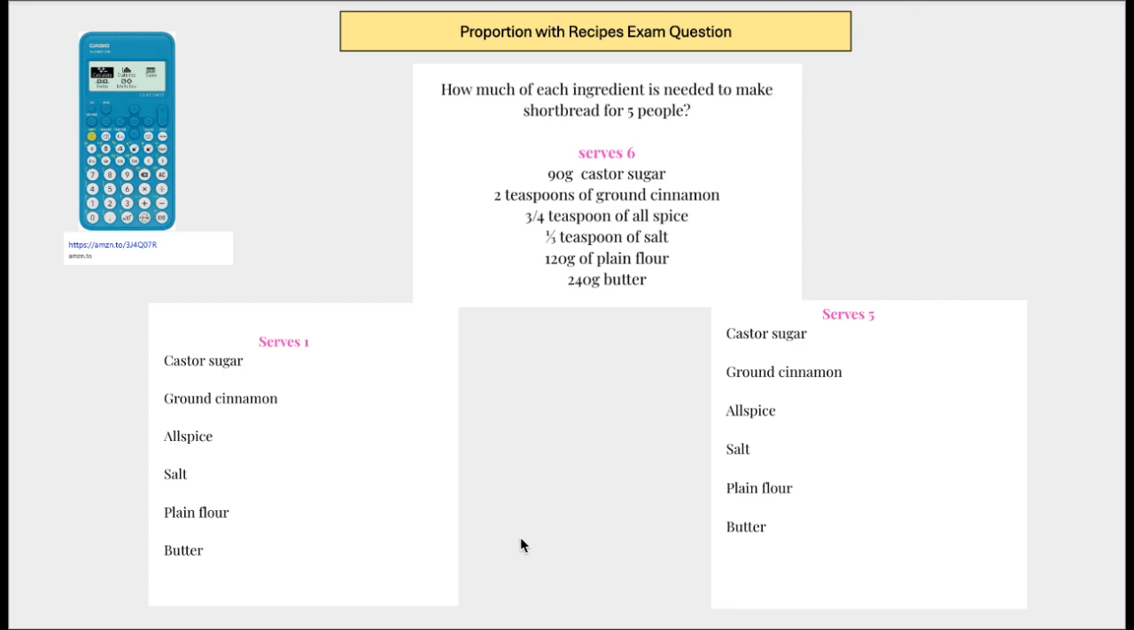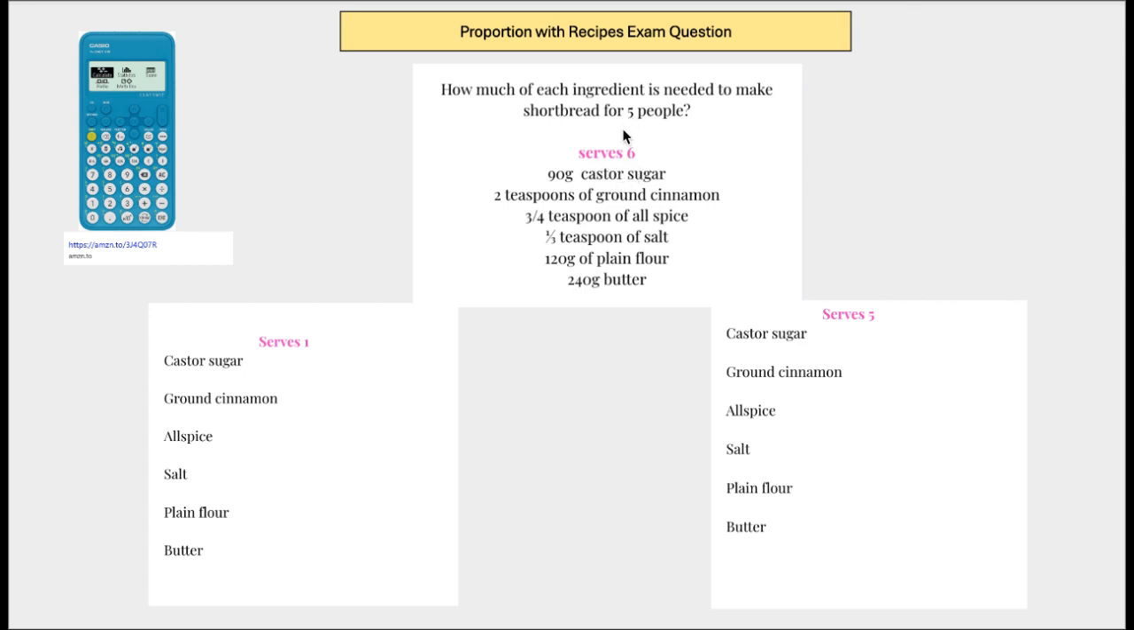It's got lots of fractions in it, so it could be a calculator question, but they may expect you to not use a calculator. It depends on the teacher. It depends if it's a foundation question, depends if it's a higher question, but we will go through it. So, how much of each ingredient is needed to make shortbread for 5 people? This recipe here serves 6 people.